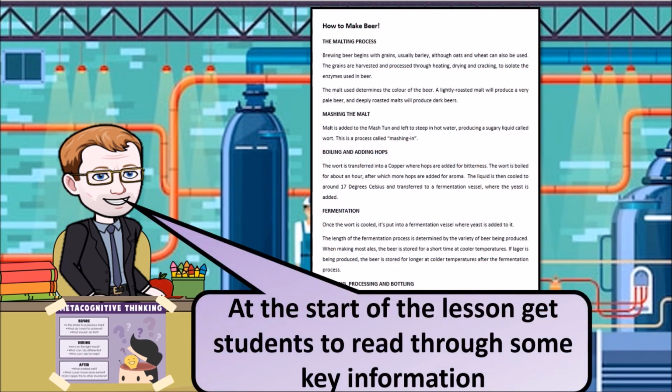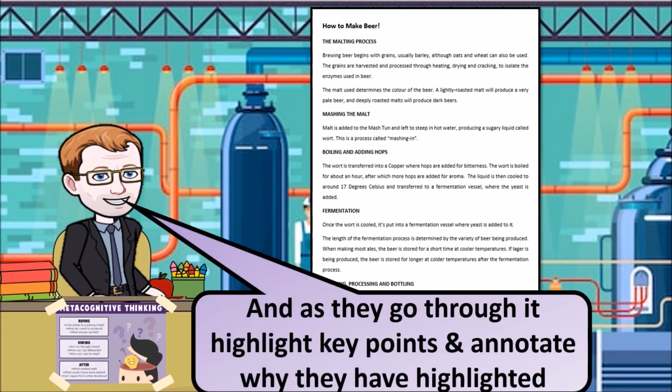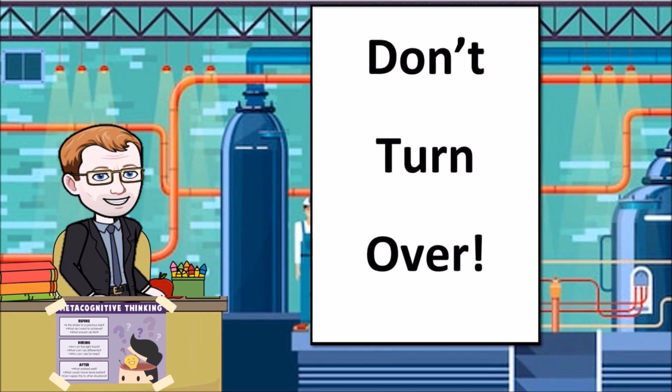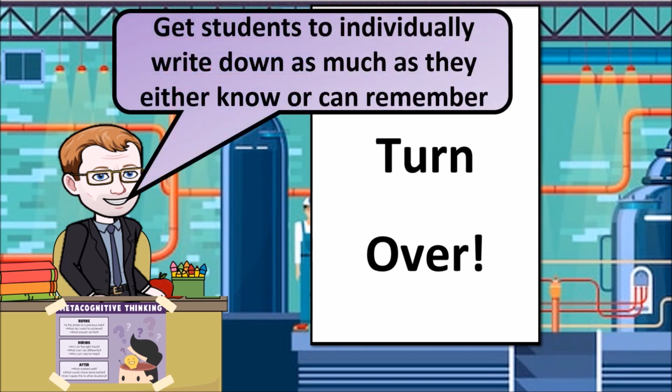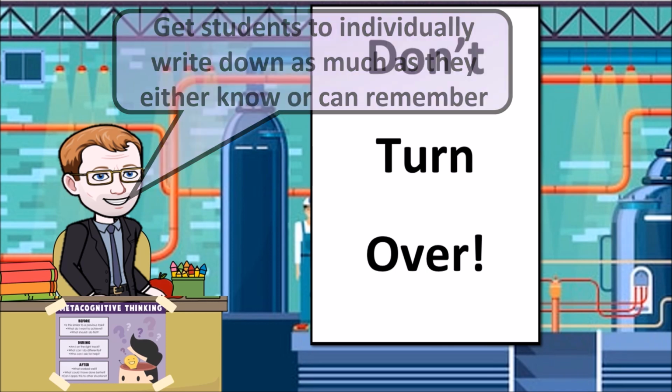So at the start of the lesson, we might give the students some key information to read through. And as they go through it, they need to highlight key points, but more than that, they need to annotate why they've highlighted certain things. Then, get the students to individually write down as much as they can remember from what they've highlighted after turning the page over, so they can't physically see it anymore.